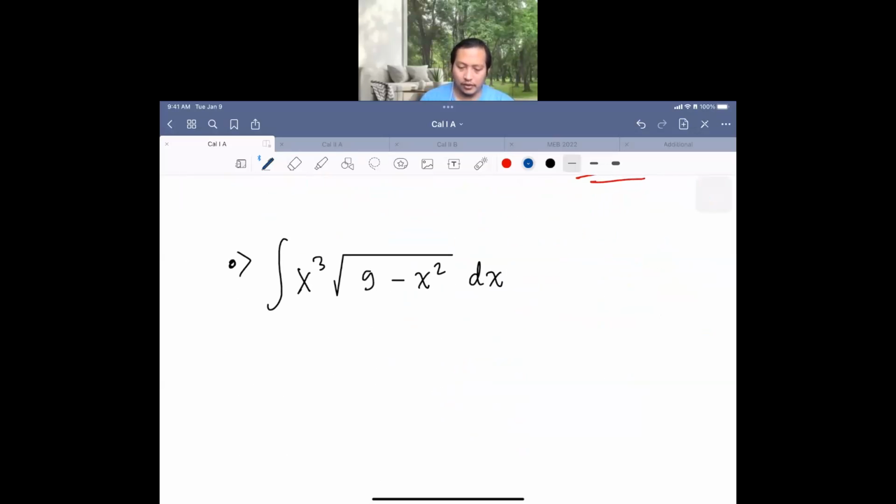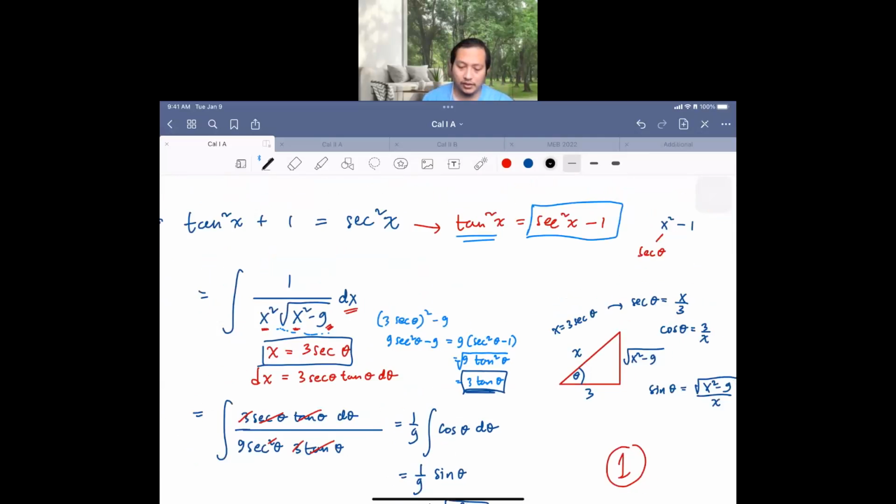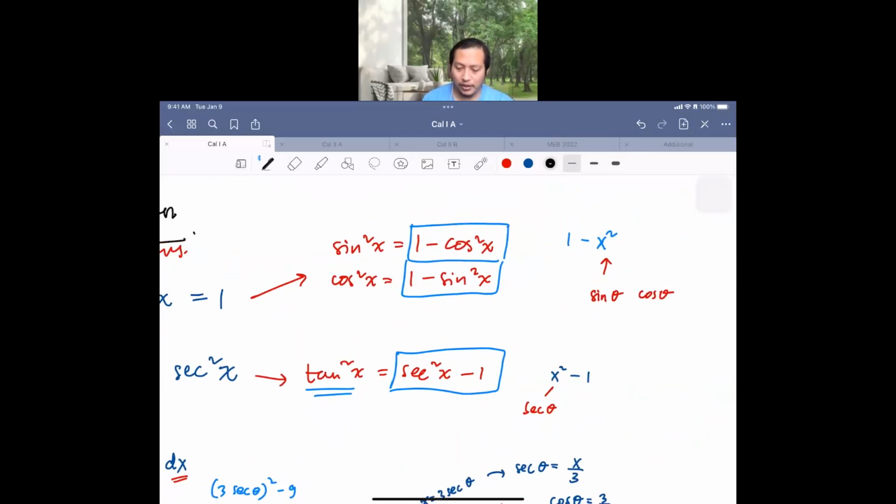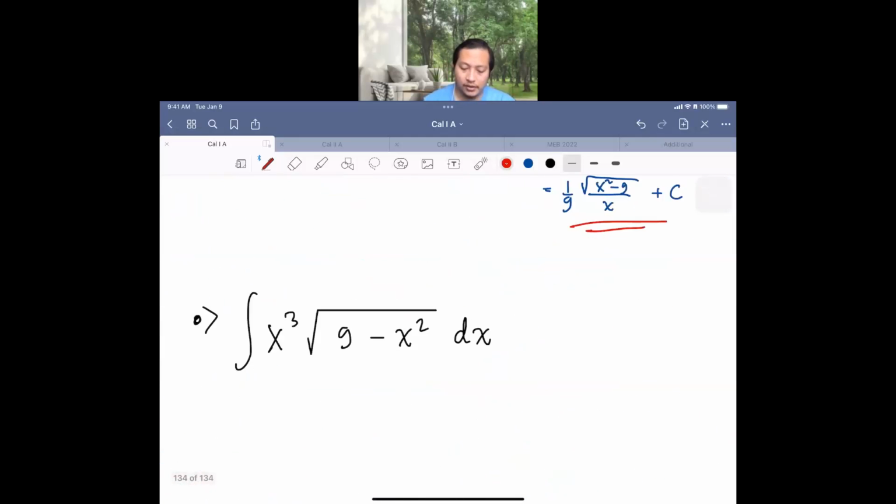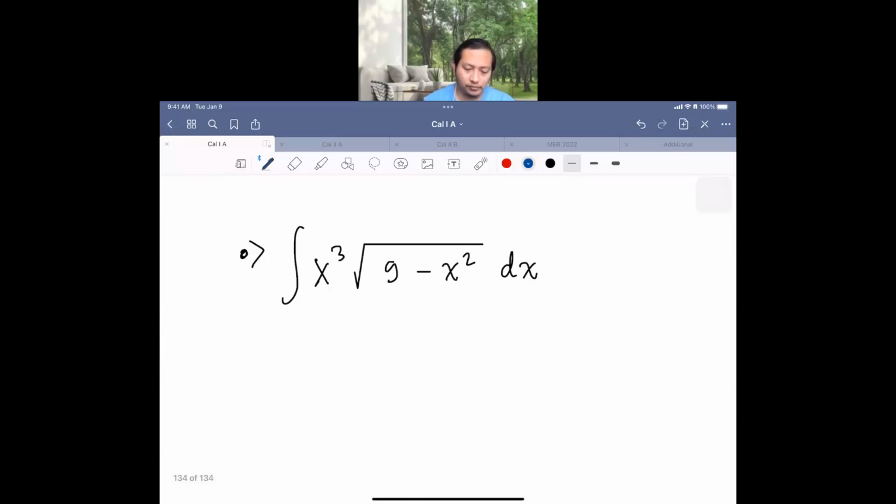Now if you look here, we have 9 minus x squared. Our candidates are the first and the second one, right? We have 1 minus cosine squared x or 1 minus sine squared x. So we could have sine or cosine as our substitution. Let me just write using sine. So x, let's say we have 3 sine theta.